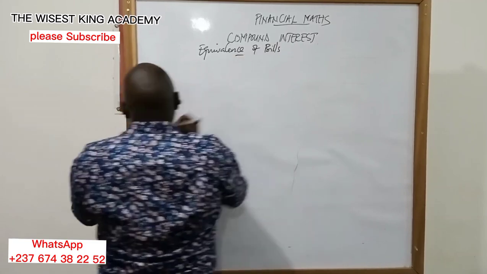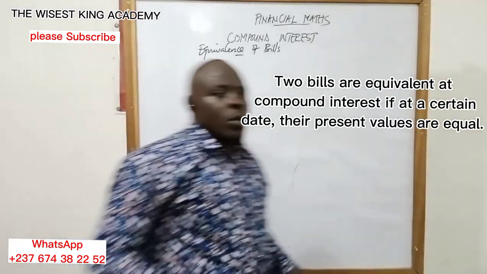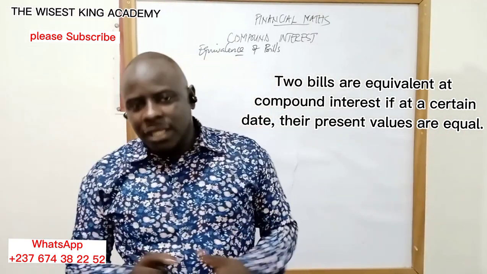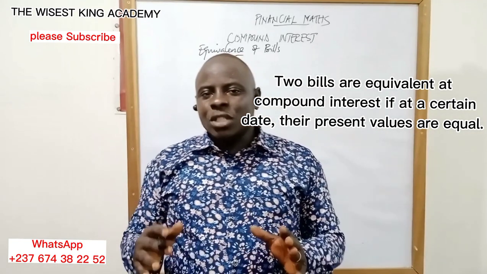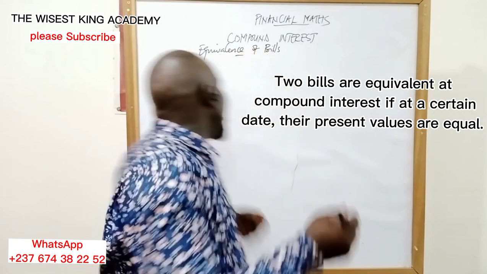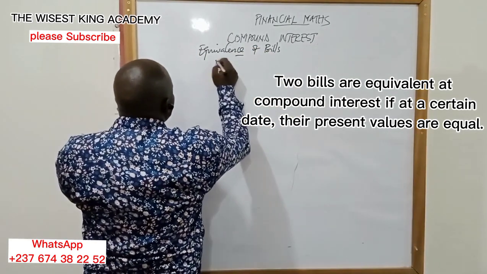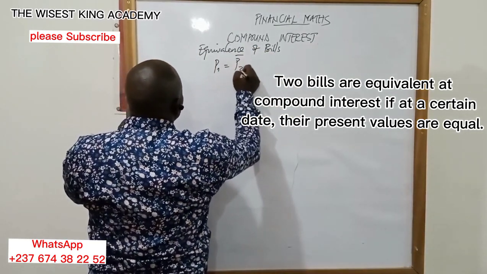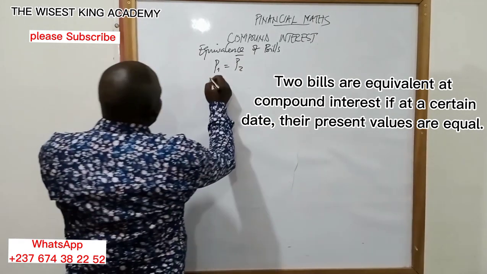In compound interest, two bills are said to be equivalent if at a particular date their present values are equal. So to say that P1 is equal to P2.